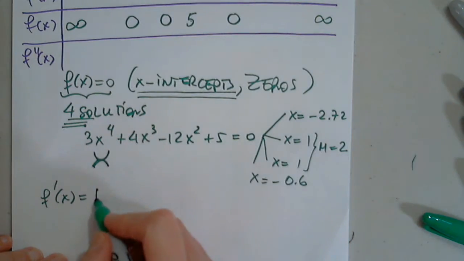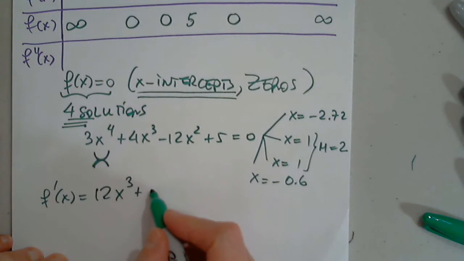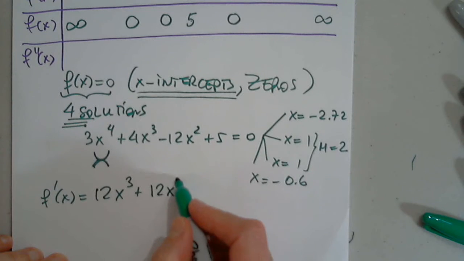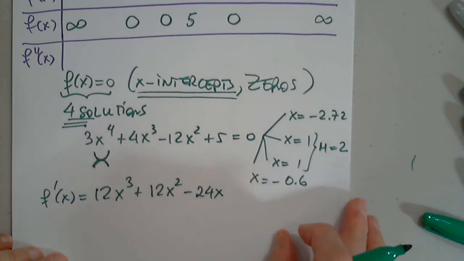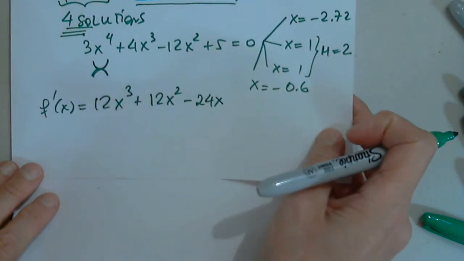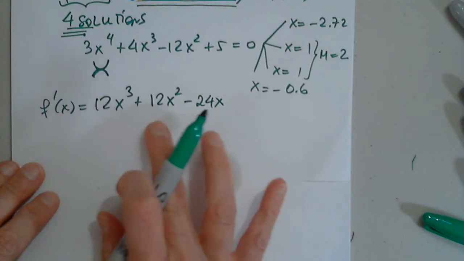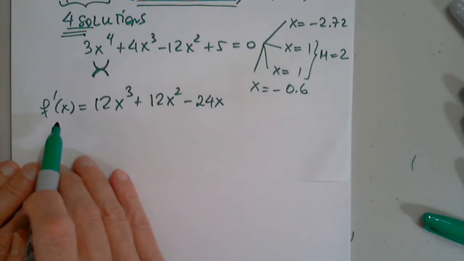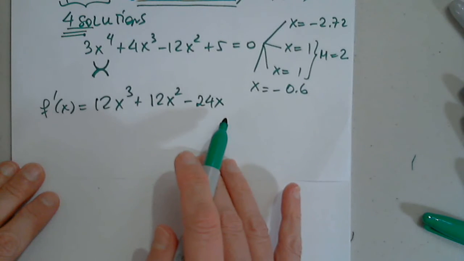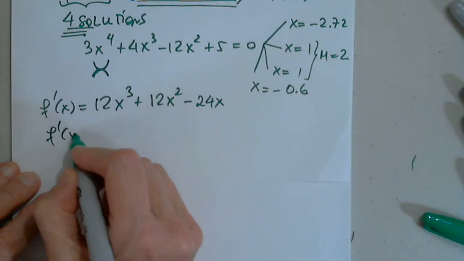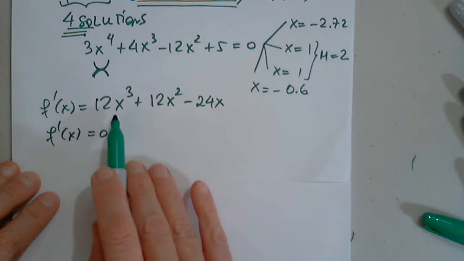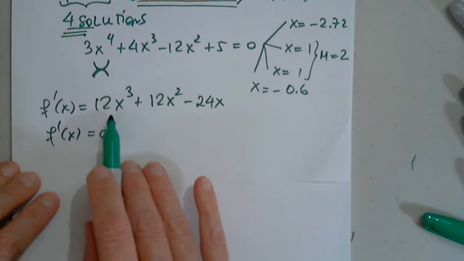12x to the third plus 12x squared minus 24x. Excellent, very good. Okay, so no critical numbers coming from f prime being undefined. Would you agree? Only from f prime of x being 0. How many solutions do I have to get?